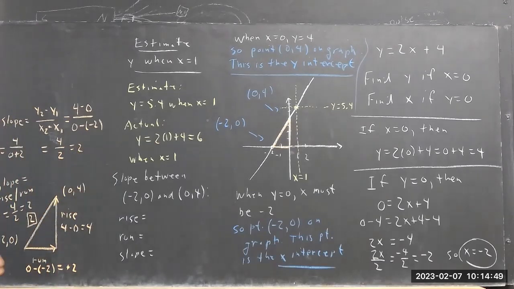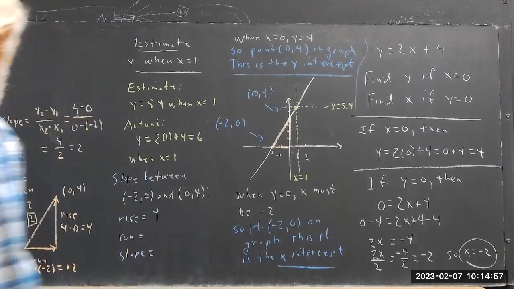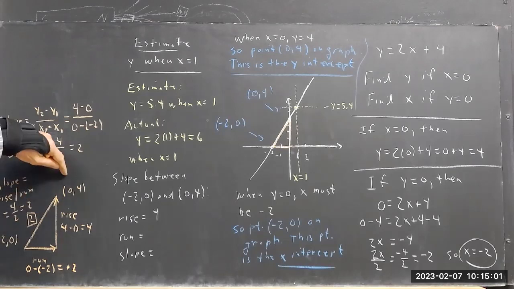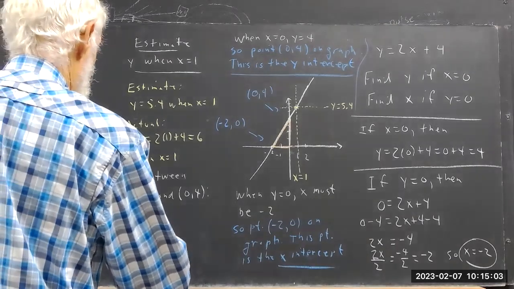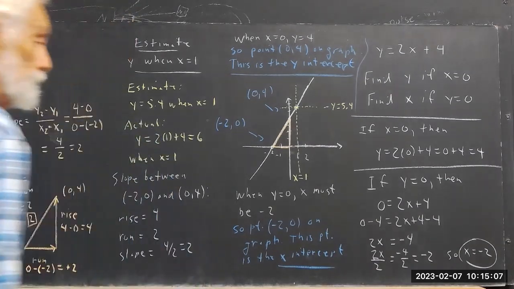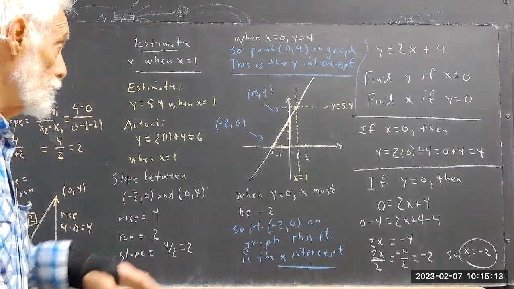Okay, so you can see it geometrically. We go from y equals 0 to y equals 4. Your rise is 4. We're going from this point to this point, so the run is from -2 to 0, and that's 2. And your slope is 4/2, which is 2. Okay. So that tells you why the slope is 2.